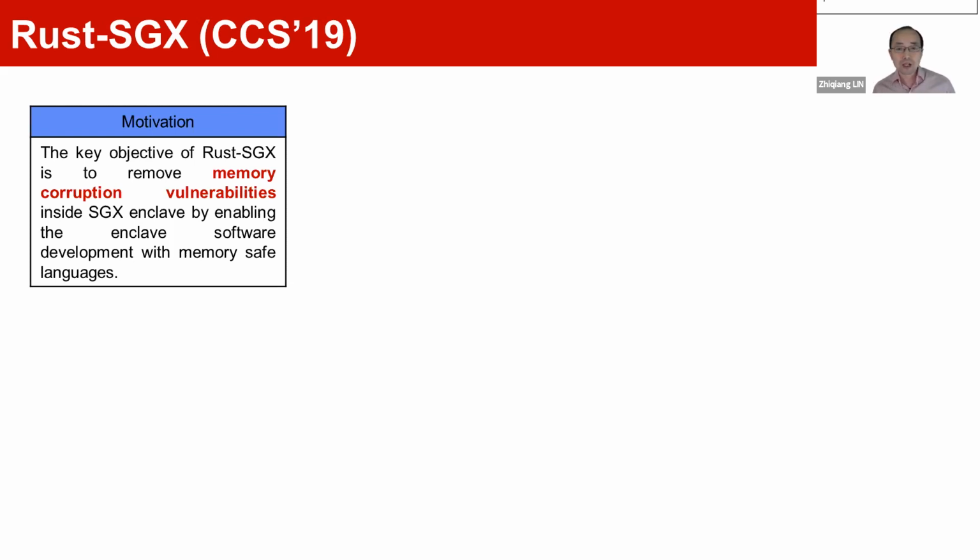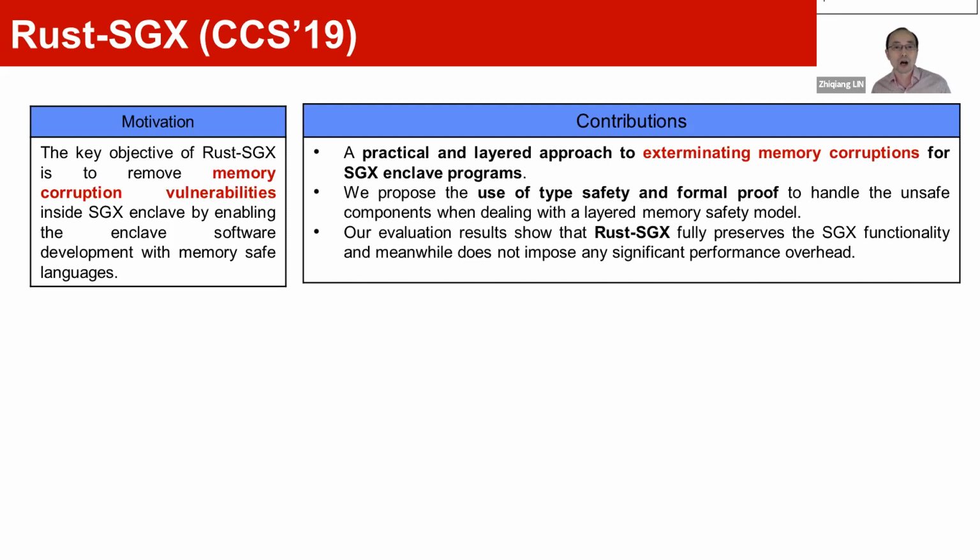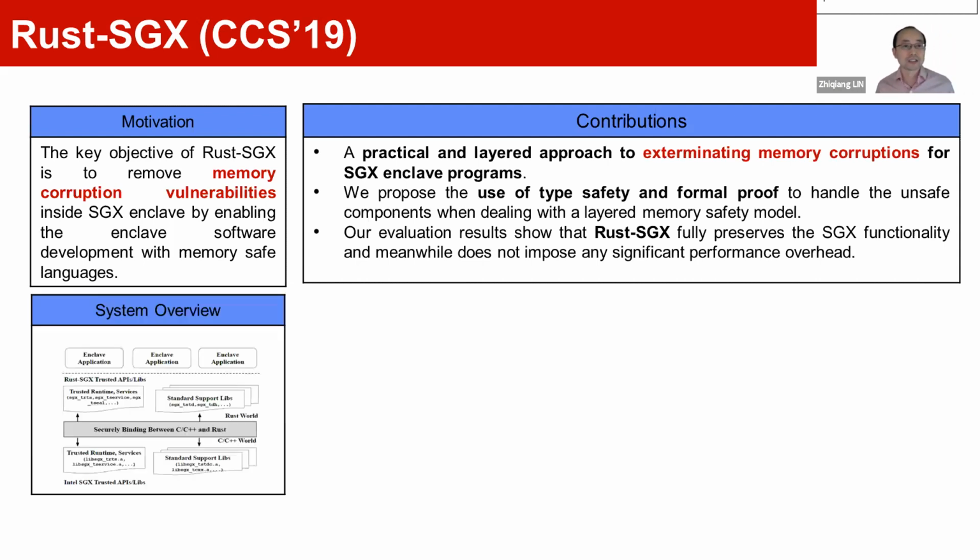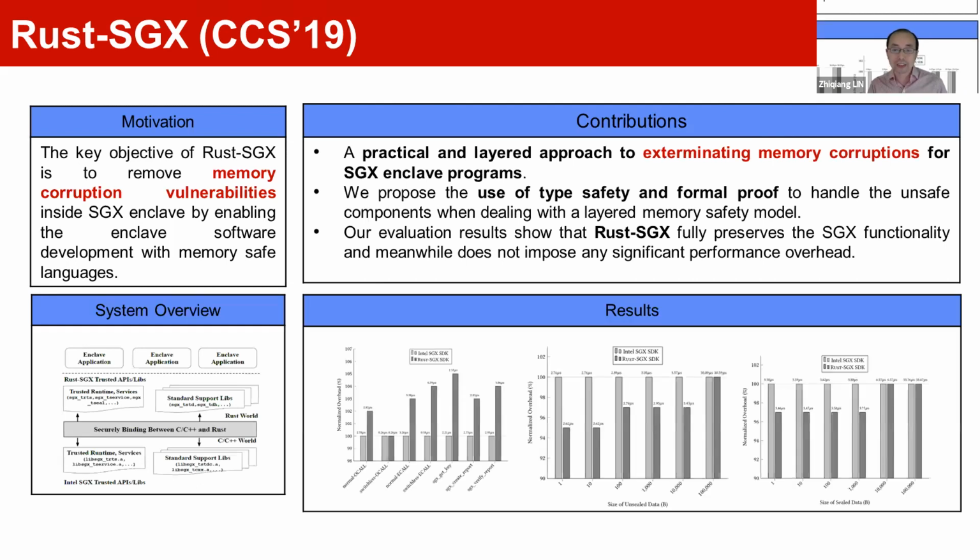So eventually, due to our Rust SGX projects, we built our practical and layered approach to exterminate memory corruption for SGX enclave programs. And this is actually a quite large project. Many people get involved. And you can see it's a full-fledged SDK. And today, many developers actually use this one. It's open source. And we test the performance. You can see it's still actually quite promising.